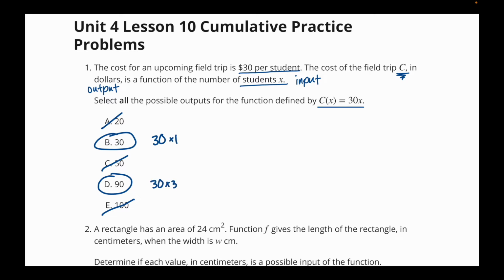And I'm going to put a little note here that says x is students. So the input is whole numbers only.